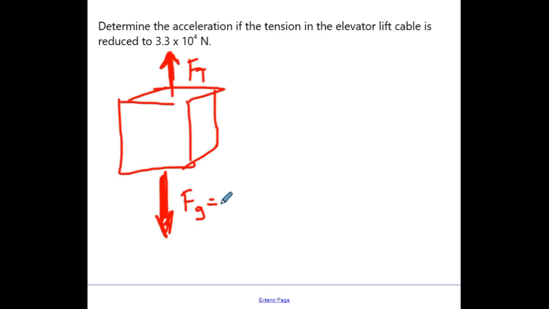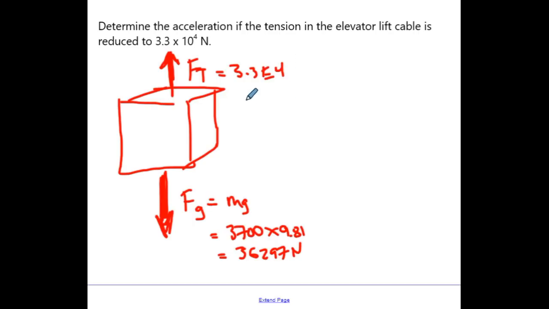And we actually know the gravitational force. We could actually calculate it. I know I did it all in one step in the last example, but I could take that mass, which was 3,700, and multiply by 9.81, and calculate just how much the force of gravity was. So 3,700 times 9.81 gives me a value of 36,297 newtons. Well, hang on a sec here. The force of tension is only 3.3 times 10 to the 4, which means if I wrote that out, it would be 33,000, because I'm adding 4 more decimal places.